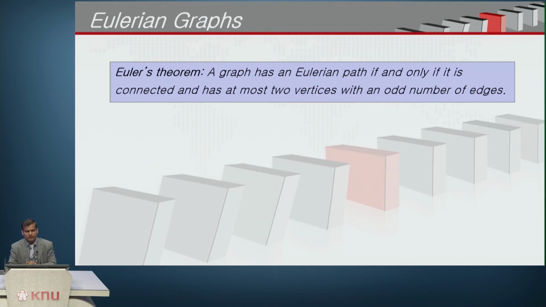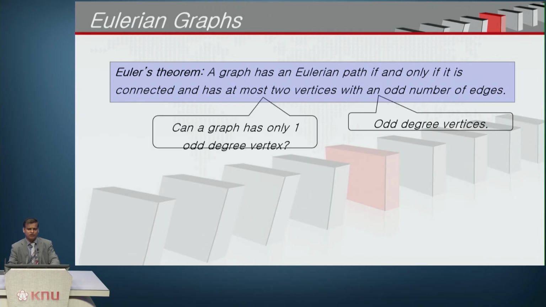Coming to Euler's graph. Euler's theorem: a graph has an Euler path if and only if it is connected and has at most 2 vertices with an odd number of edges. If you recall Euler's theorem, we talked about Euler's path at the beginning of previous lectures, where I introduced graph theory, and we talked about odd degree vertices.